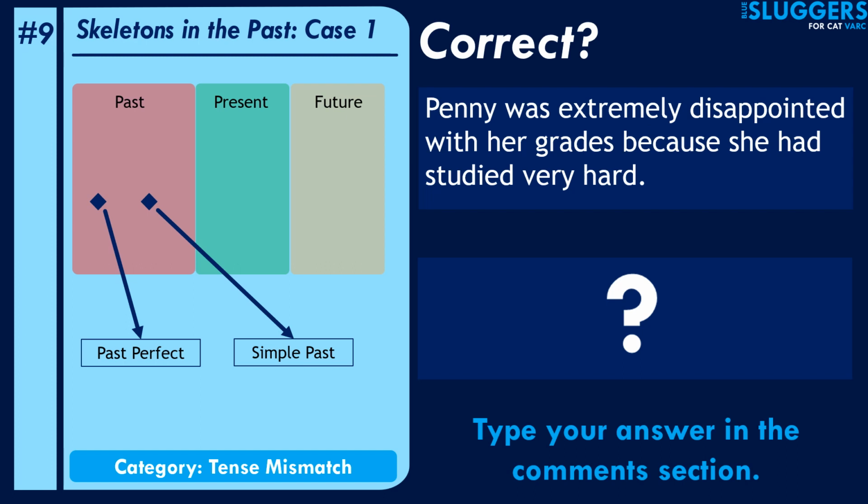Next, I've provided you another example to try by yourself. This says Penny was extremely disappointed with her grades because she had studied very hard. Do you think this sentence is correct? If you think so, just type yes, it's correct. Or if you don't think it is correct, let me know what could be the correct version. Do note, however, that not always might I necessarily provide an incorrect sentence in these final exercises.